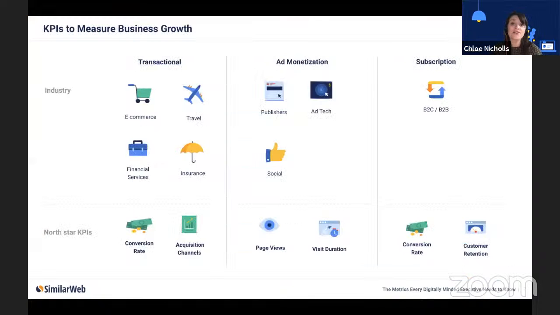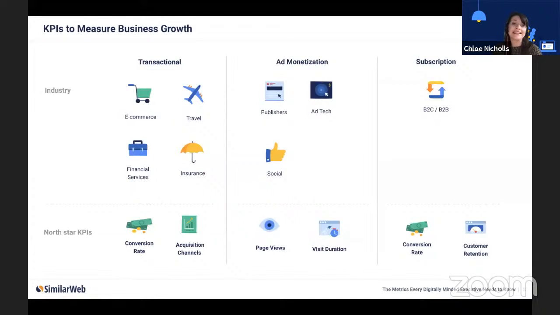So when planning your KPIs and your business strategy and your metrics, you need to really think about it in terms of your business model. So here are some examples. We've got transactional, ad monetization, and subscription. And then within these, we have different industries. So e-commerce, travel, financial services, insurance. Within ad monetization, we have publishers, ad tech, social platforms. And then finally, subscription, we have B2C and B2B SaaS platforms.